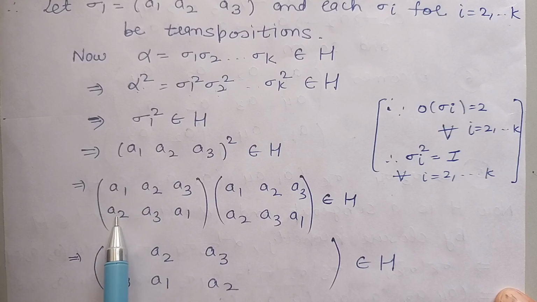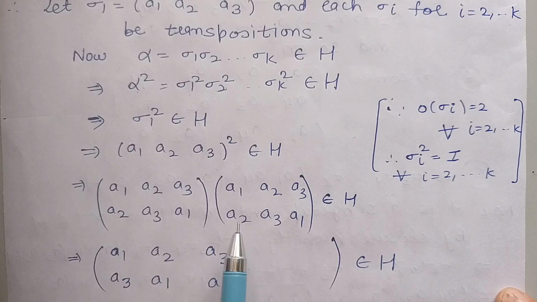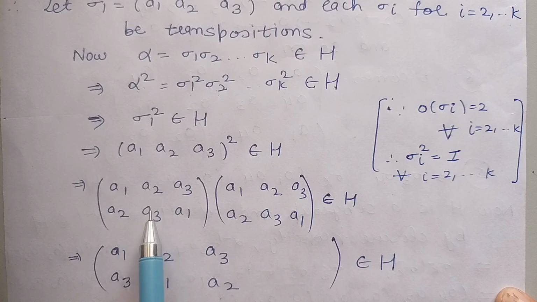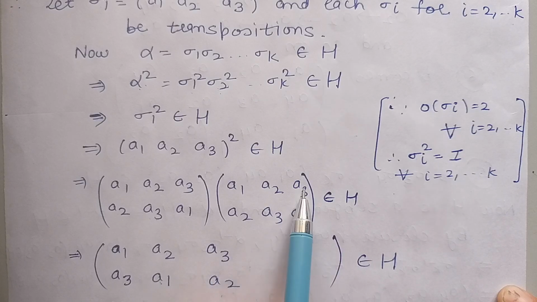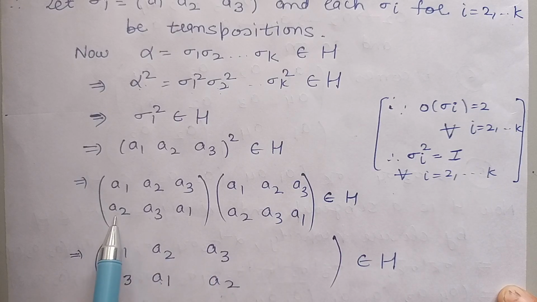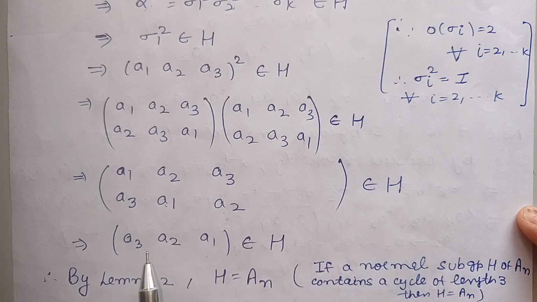Here a1 goes to a2, a2 goes to a3 and a3 goes to a1. If you find the product of this cycle with itself, you can see a1 goes to a2, then a2 goes to a3. So finally a1 goes to a3. a2 goes to a3, then a3 goes to a1, so finally a2 goes to a1. a3 goes to a1, then a1 goes to a2, so finally a3 goes to a2. This cycle belongs to H. Thus we have obtained a cycle of length 3 which belongs to H.